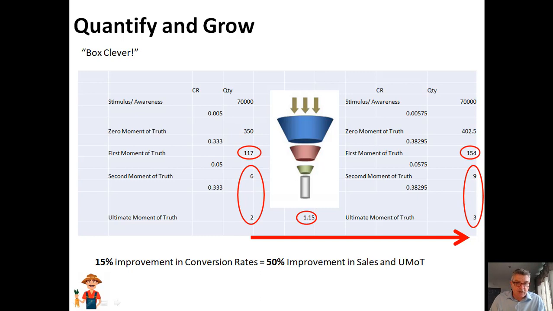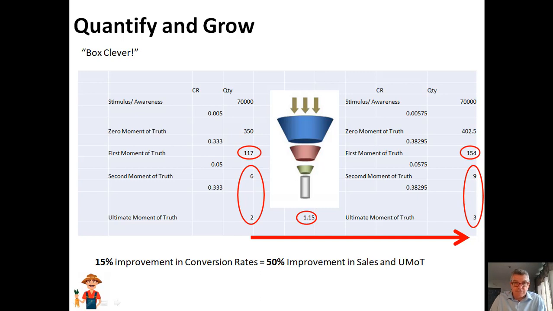Same with first moment of truth. That 15% increase through those conversion rates is now compounding. So rather than in the first moment of truth having 117, we actually have 154, which means that in our second moment of truth, our sales have gone from 6 to 9.